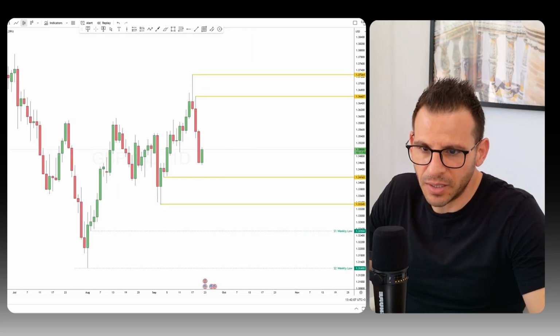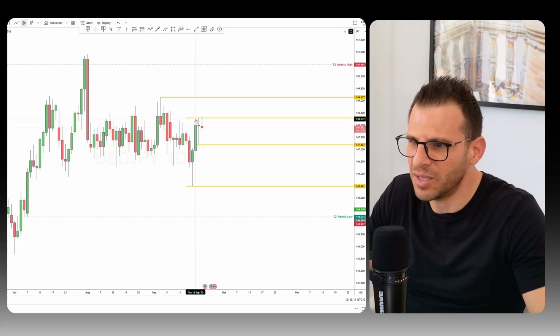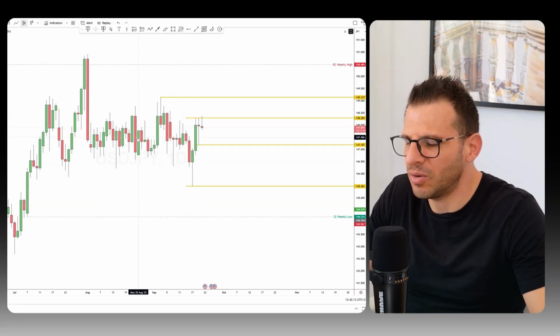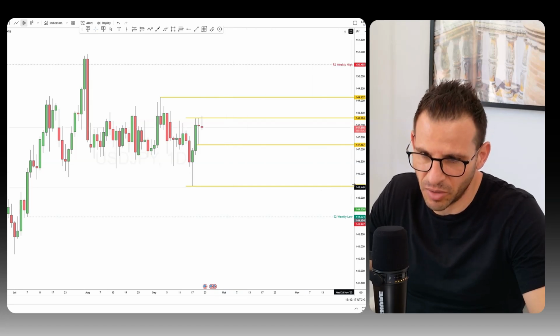Next one, it's the USD Japanese yen, very sideways here. The levels are this one up here, down there. All these are support and resistance. We need to see a break outside of this consolidation.